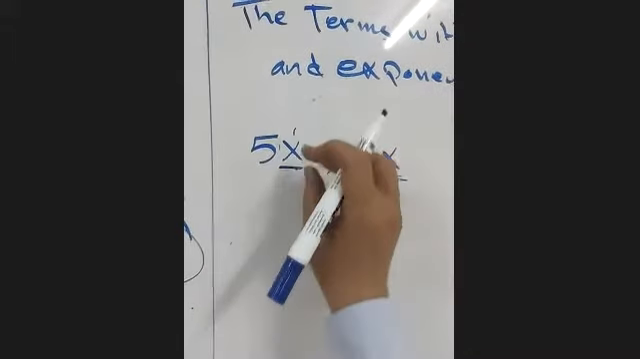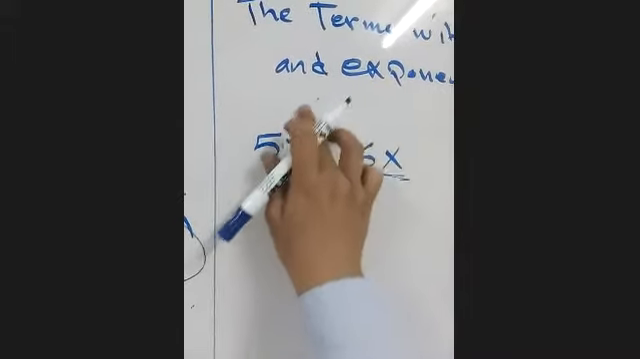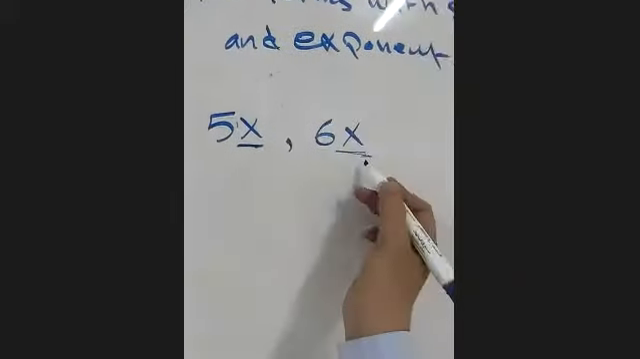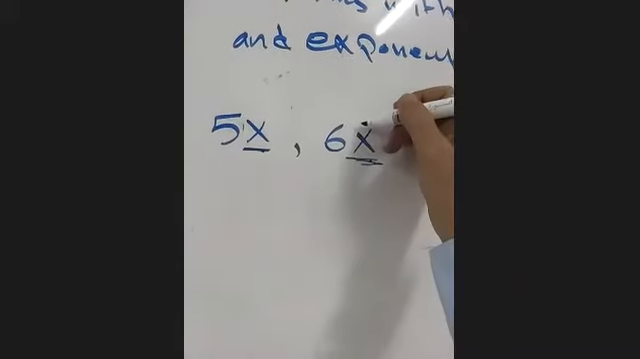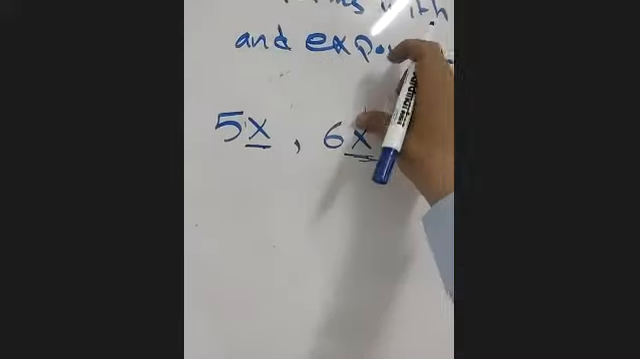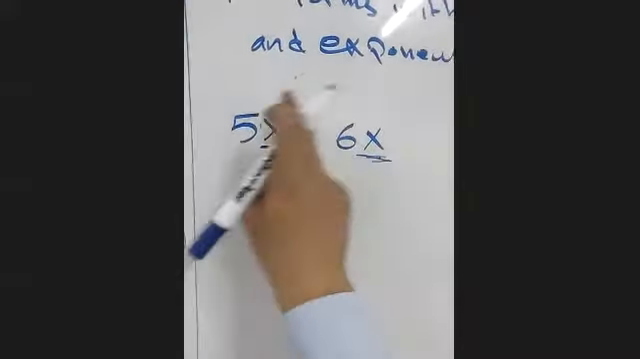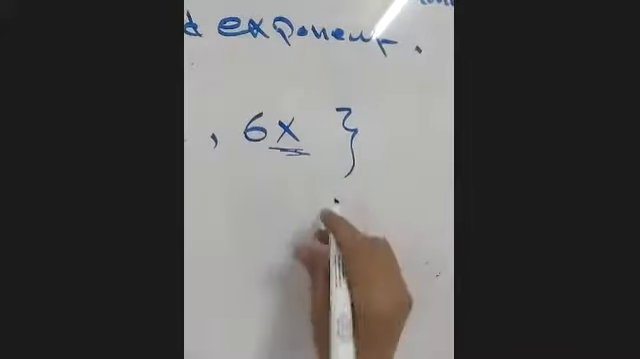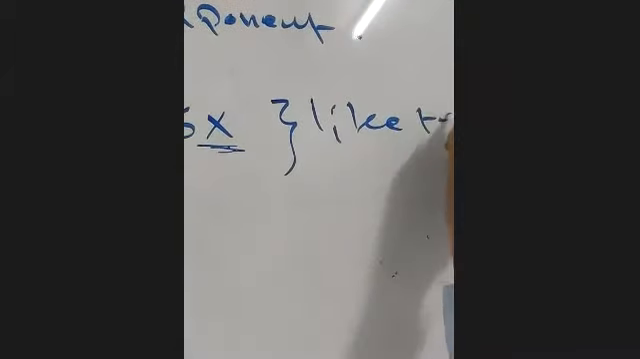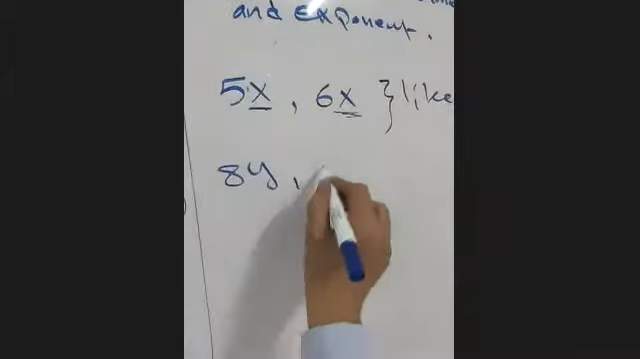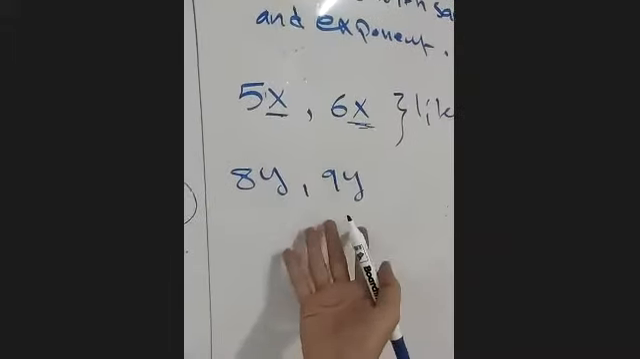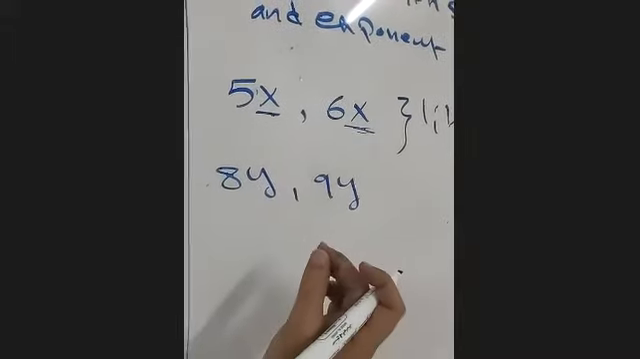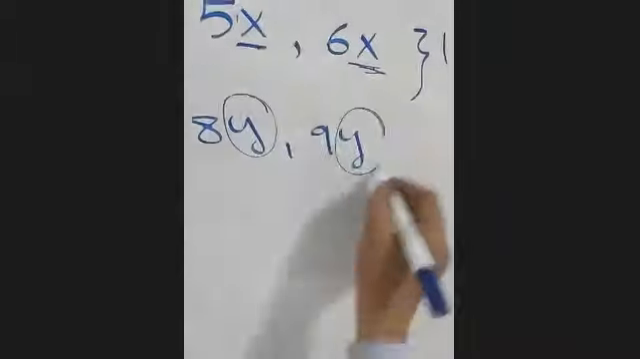We said before that if you don't have an exponent, it means it is 1. It is not 0, it is 1. But we don't write 1 as the exponent. Now here, what's the variable? It is x. And what's the exponent? Also 1. So here they have the same variable and the same exponent. So 5x and 6x, we call them like terms. Like 8y, 9y, like terms. Not the same terms, no, they are not the same, but they are like. They have the same variable with the same exponent.